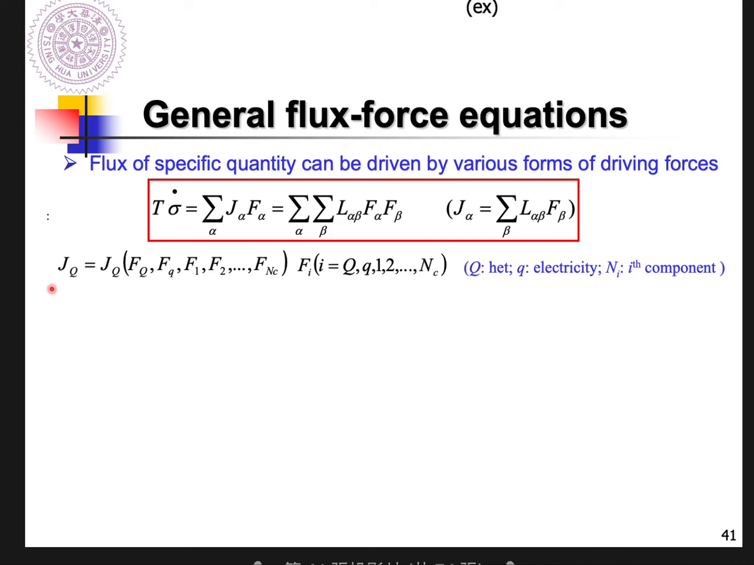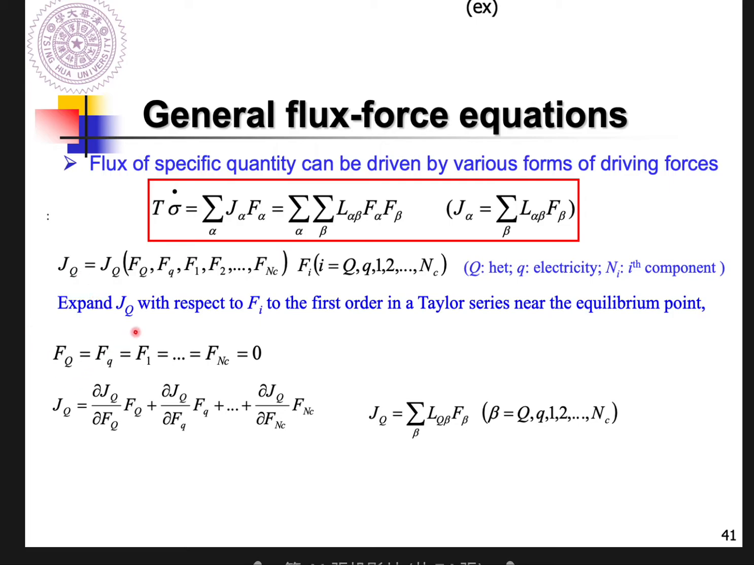We take the heat flux J capital Q as an example. In this case, we know the heat flux will be affected by different forms of driving force applied in our system, including F capital Q, which is probably the temperature gradient, and F small q, which is the electrical field, and also F1, F2, and so on. So these different forms of driving force will affect the heat flux.